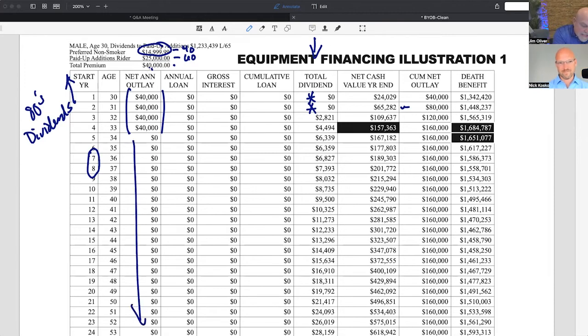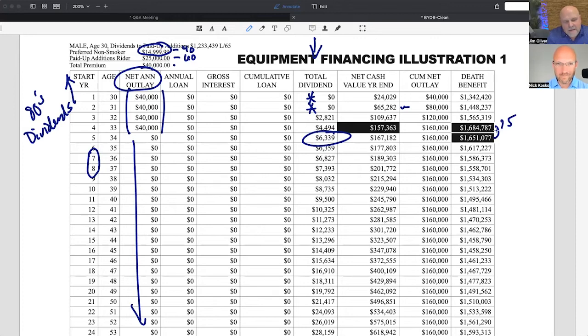But this is the net annual outlay, what he's paying out of his pocket. There is no $15,000 there. So how is the premium paid? Well, we could say it's by the dividend, but the dividend is only $6,339. And we know we've got to pay 15. But look at this. He surrenders his death benefit.